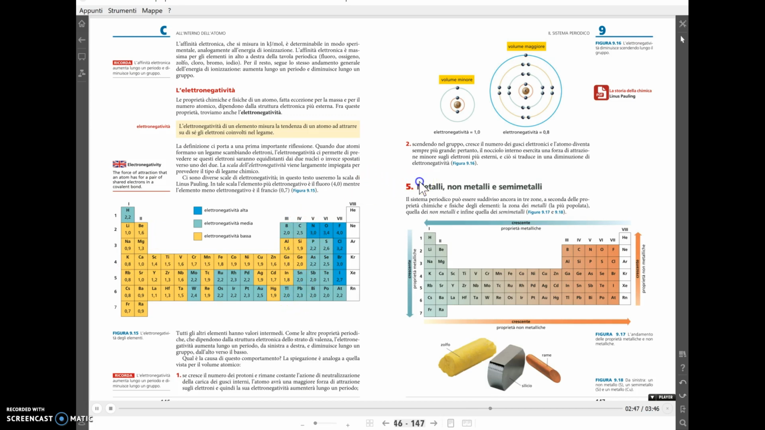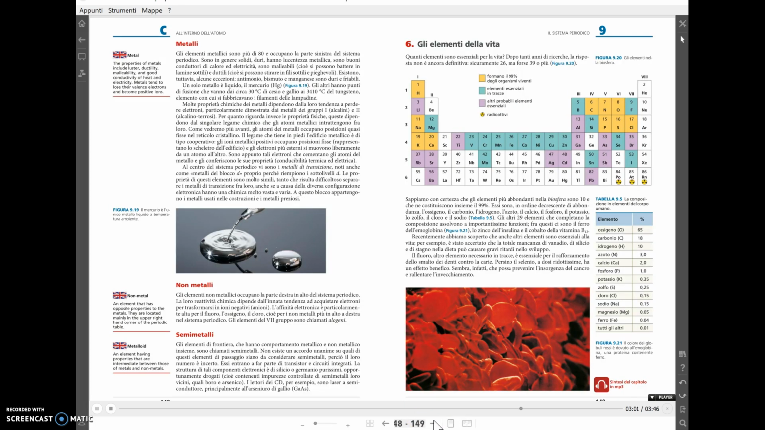E. Metals, nonmetals, and metalloids. Metals are good conductors of heat and electricity, bright, ductile, and malleable. Transition metals and lanthanides have metallic properties. Actinides are artificial elements that are unstable and radioactive.